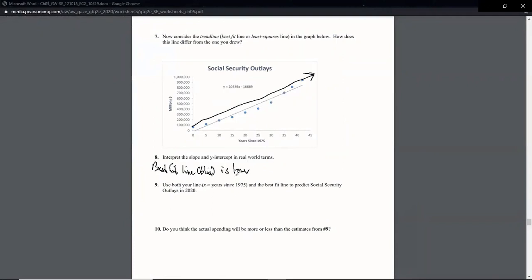Then they say use both your lines. Use both your lines, the equation that we just came up with, the very last thing we wrote before erasing, and the best fit line to predict Social Security outlays in 2020. So we're going to use this line of best fit, and we're going to plug the year 2020 into that, or whatever represents the year 2020.